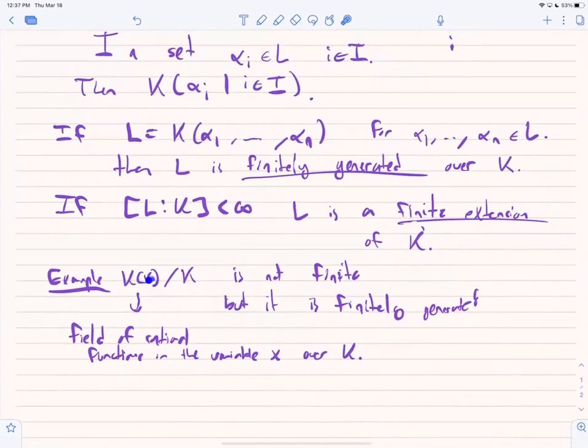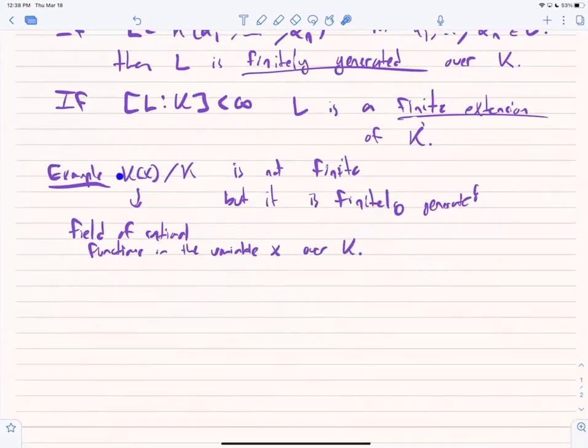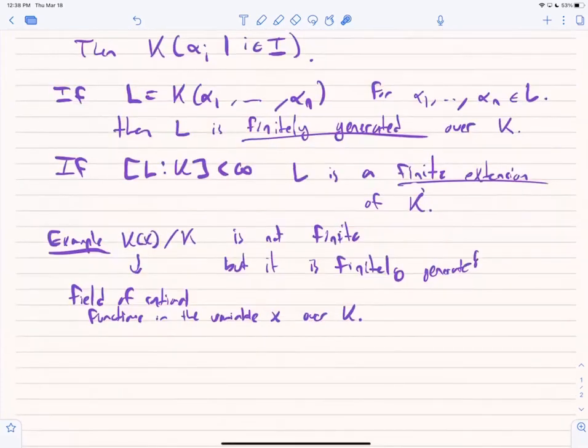So this field is generated by a single element, just by x, but it's not so hard an exercise to see that it's infinite dimensional. Sorry, I was thinking about a different problem, about distinguishing countable dimension versus uncountable dimension. Here it's very easy to see that this is not a finite extension. It's not finite as a vector space because this contains the polynomial ring, which has a countable basis given by the monomials. But it is finitely generated.